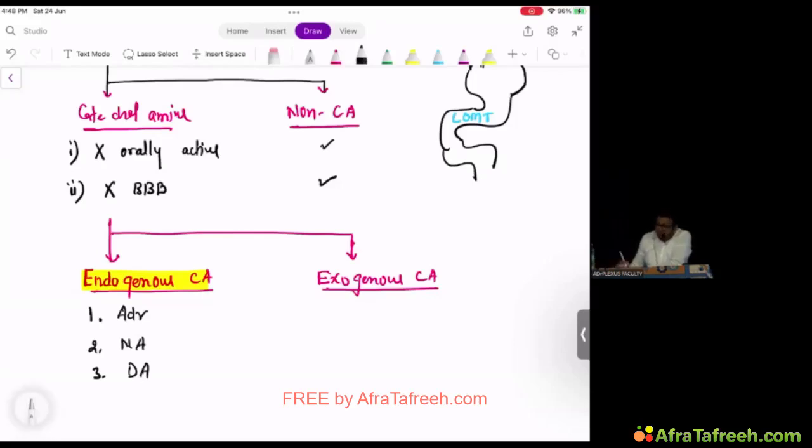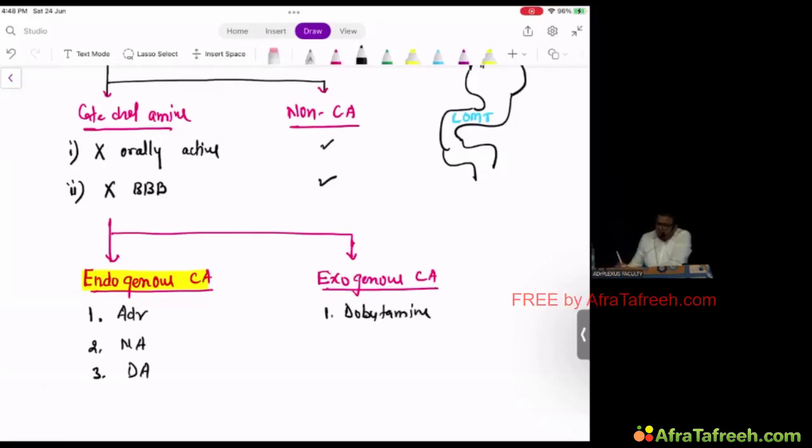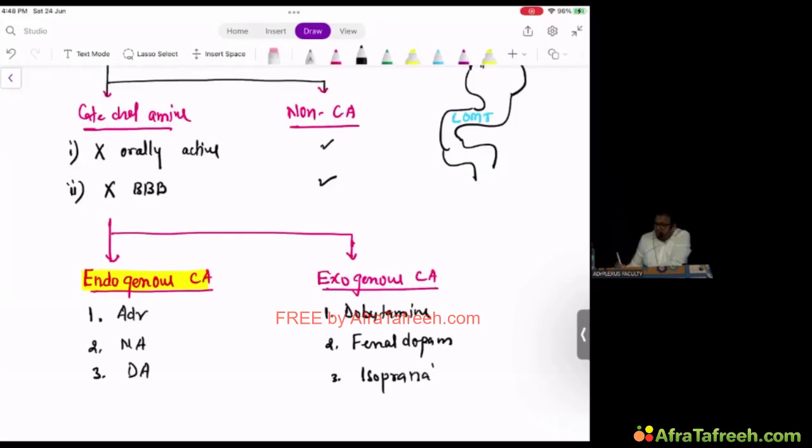Exogenous are all synthetic. So 3 important ones we will discuss: dobutamine, phenylephrine, and third is isoprenaline. These 3 we will discuss.